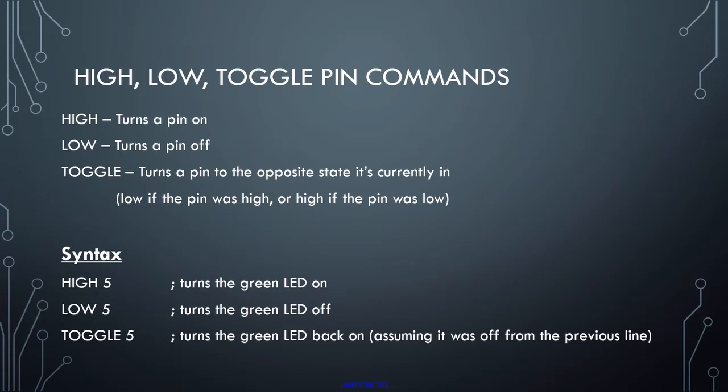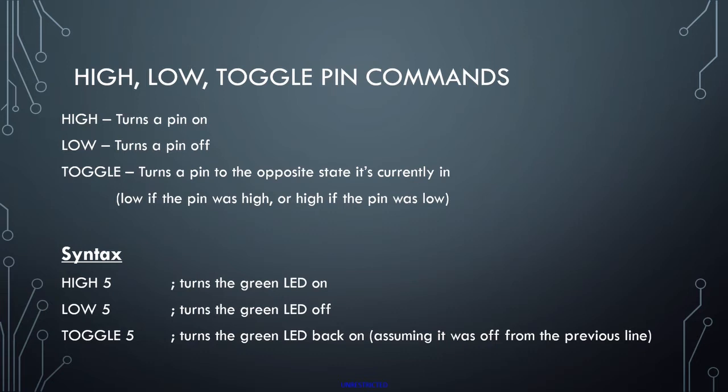Likewise, if a pin is set to low, anything connected to it will be turned off. And we also have the toggle command. This can turn a pin on or off depending on its current state. So what toggle does is essentially just switch back and forth.